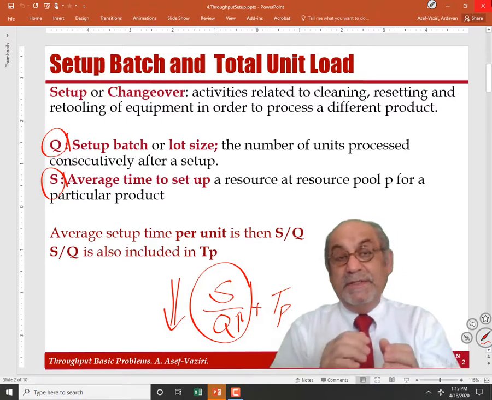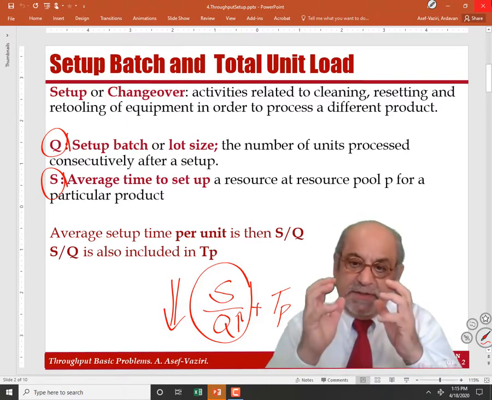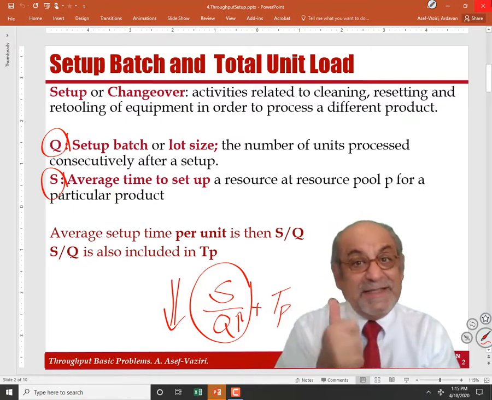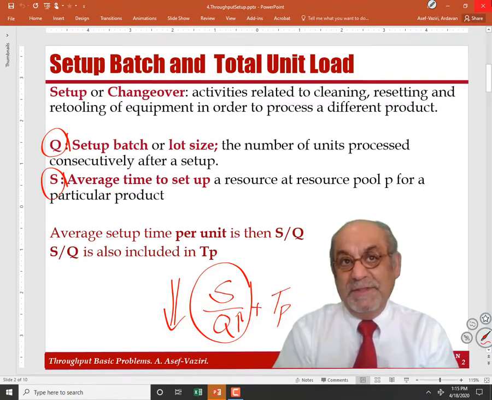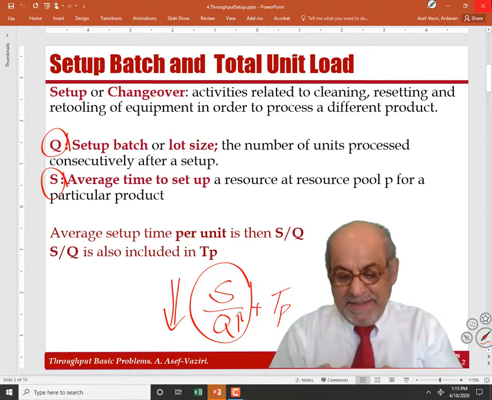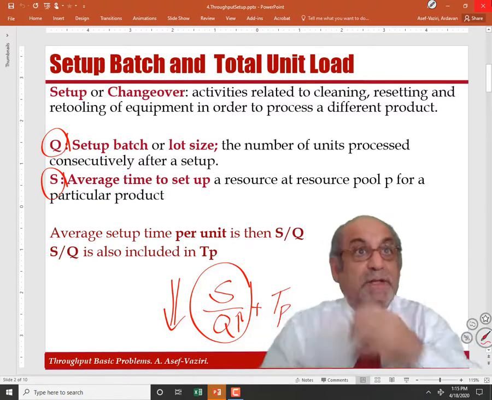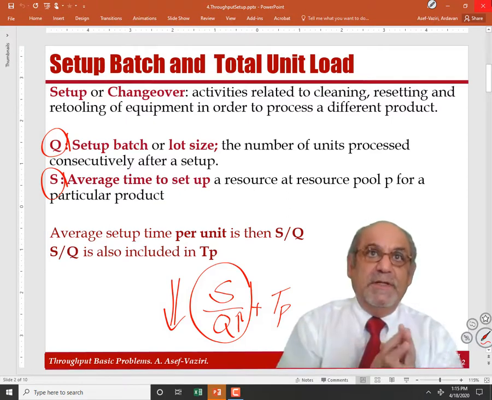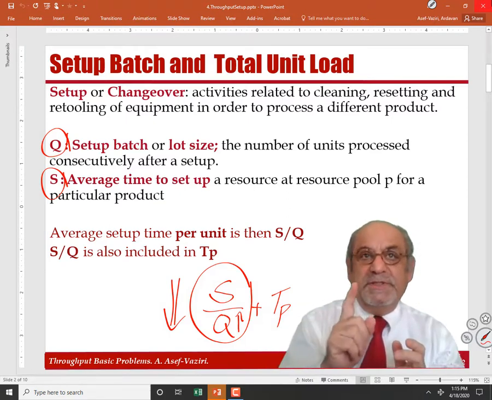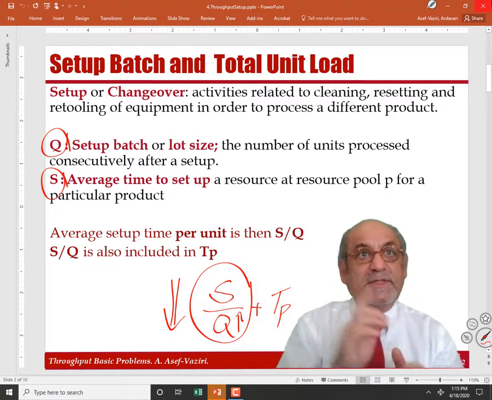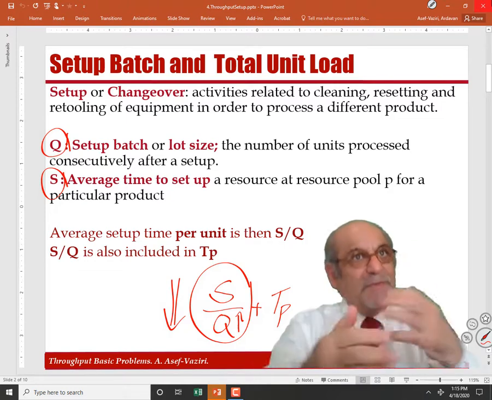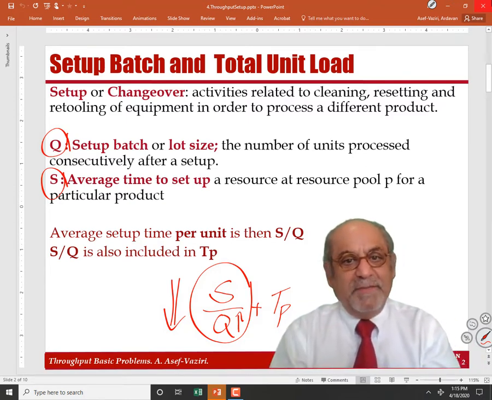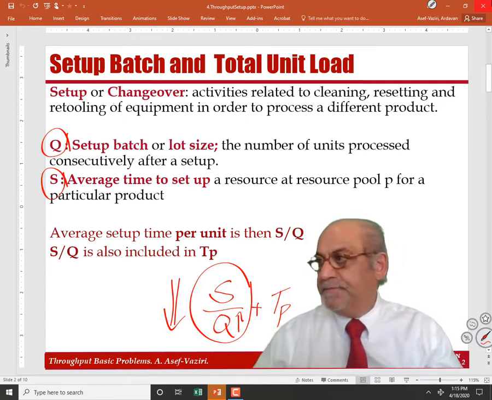So usually we prefer not to set up and produce whatever is needed, except for two stations: bottlenecks and the stations which feed the bottlenecks. In those stations, we really do not want to lose the opportunity of producing one single product. I will go through some examples and I think the issue will become a little bit more clear.